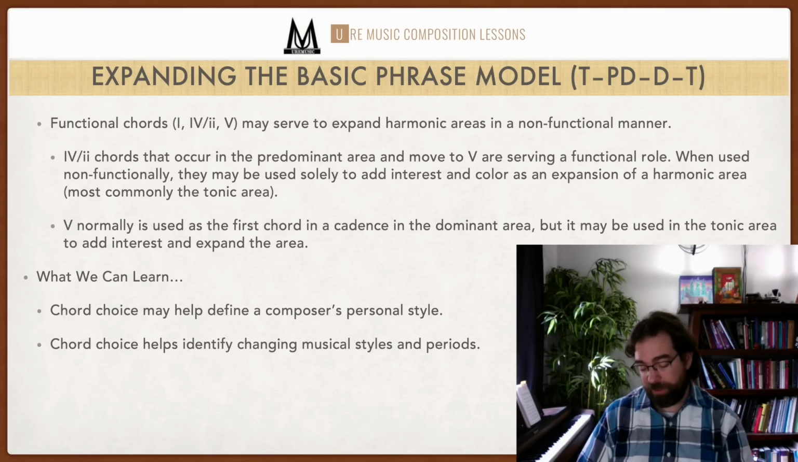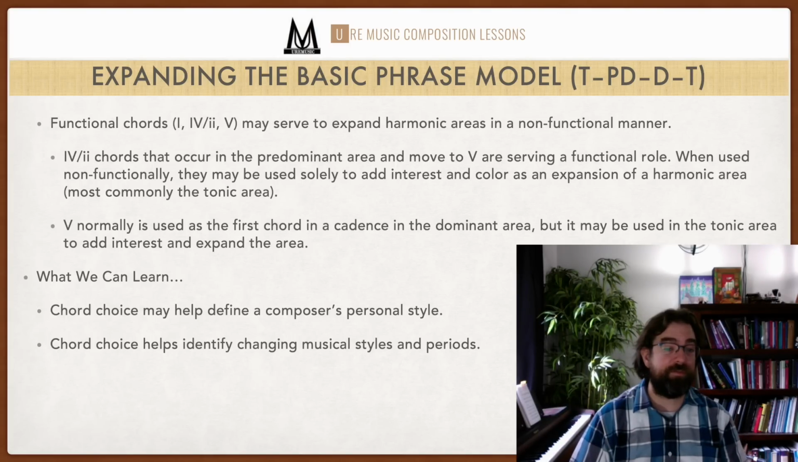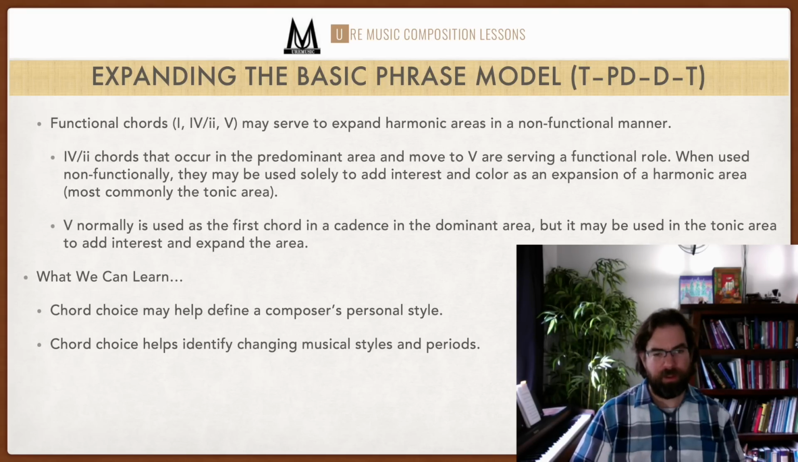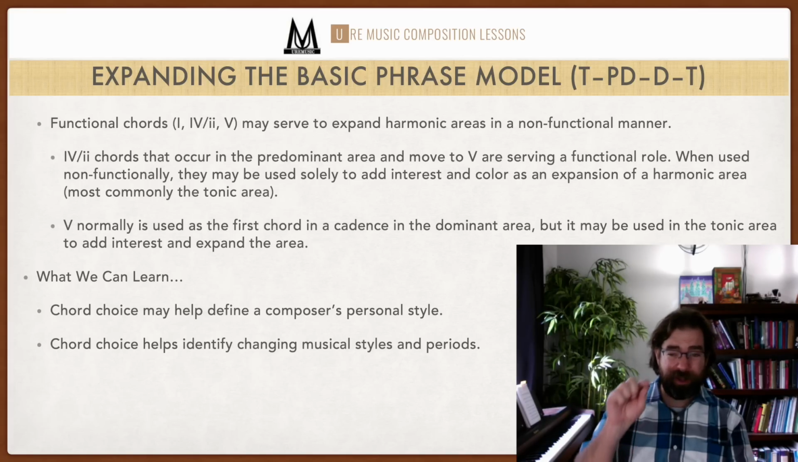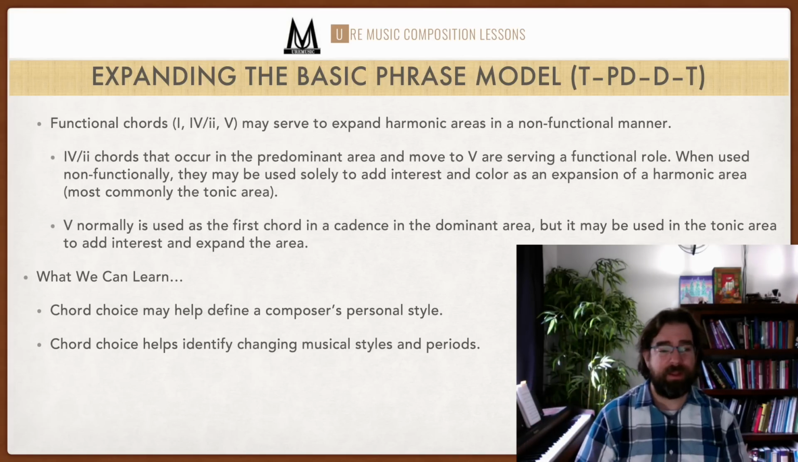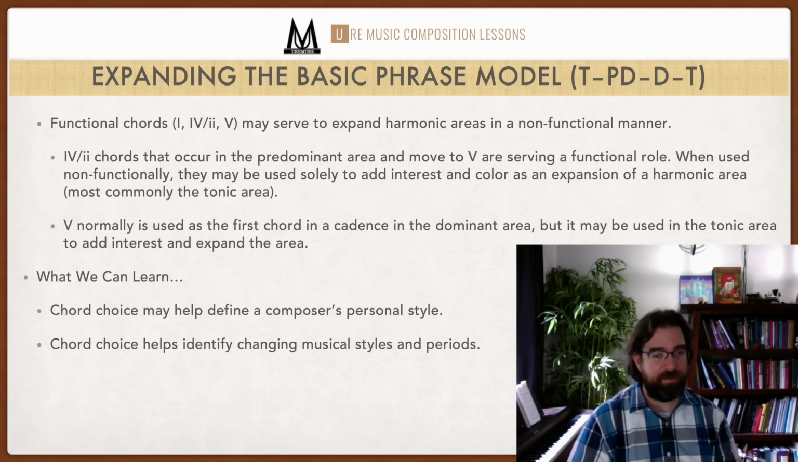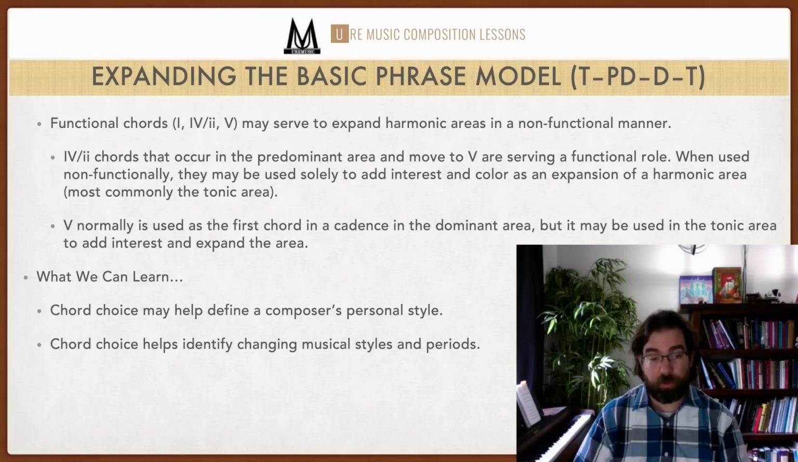So typically you've got the 4 or the 2 chords. They normally move to a 5 chord, and that 5 chord is going to start the dominant area. So the 4 and the 2 will actually be predominant chords that may serve as a third part of the phrase model, or actually a fourth, where you have a predominant that comes right before the dominant. So they may be used solely to add interest and color as an expansion of a harmonic area, most commonly the tonic area. So if you see a 4 or a 2, you're probably not going to see it anywhere other than the tonic area, or if it's being used functionally as a predominant chord to lead into the dominant.